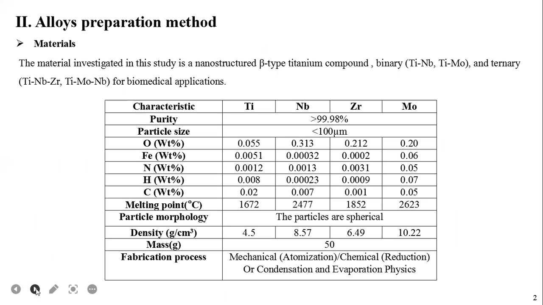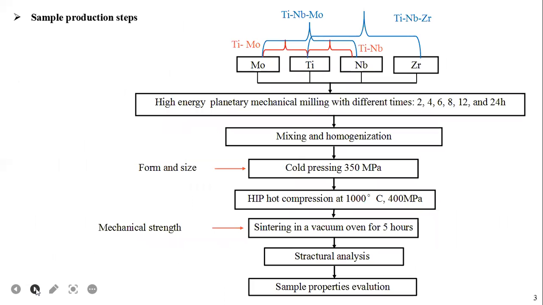The material investigated in this study is a nanostructured beta-type titanium compound, binary and ternary, for biomedical application. The powder's properties are listed in the table below. The following diagram shows the various steps involved in the material's synthesis.